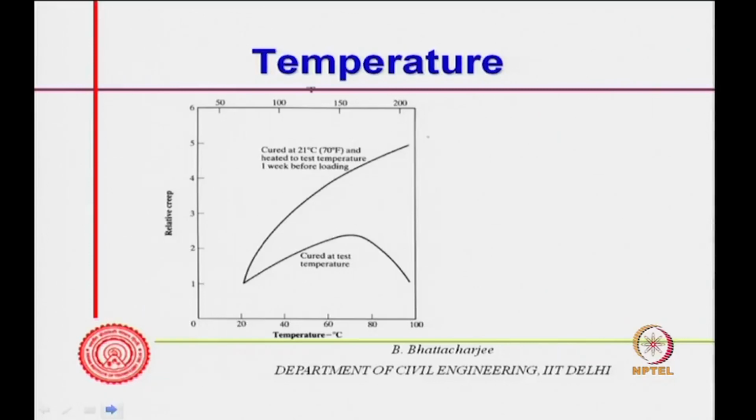Temperature also affects the creep. Supposing I have 60 degrees centigrade cured at the test temperature, this is a relative creep. So, higher the temperature, there is some sort of a peak, and beyond that there is a reduction. But if you cure at 21 degree centigrade and heat to the test temperature, that is 40 degree centigrade, 1 week before loading and then do the loading, you find that creep actually increases with the temperature.